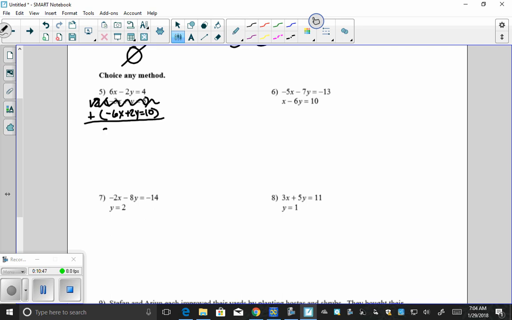6 plus negative 6 gives me 0x. Negative 2 plus 2 gives me 0y. 4 plus 10 equals 14. And I get 0 equals 14. So here again, my answer is no solution.